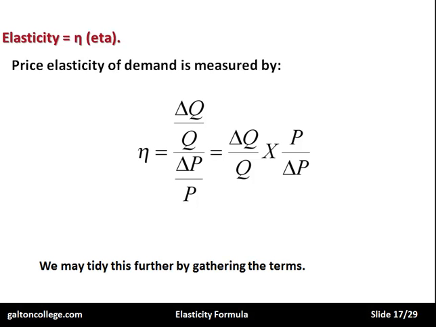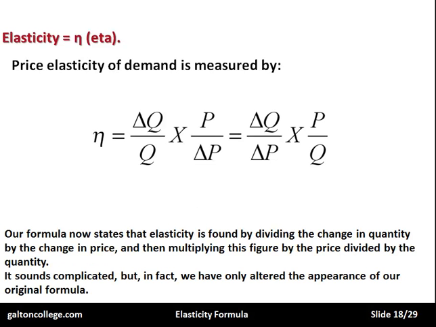Now just gather the terms, make it look a bit neater. This term here is the same as this one over here. We've just taken the delta P across under the delta Q and the Q under the P. So there we've got it. Now, our formula states the elasticity is found by dividing the change in quantity by the change in price, and then multiplying this figure by the price divided by the quantity. It sounds complicated, but in fact we've only altered the appearance of our original formula. It's still the same formula, it's just we've played around with the arithmetic.